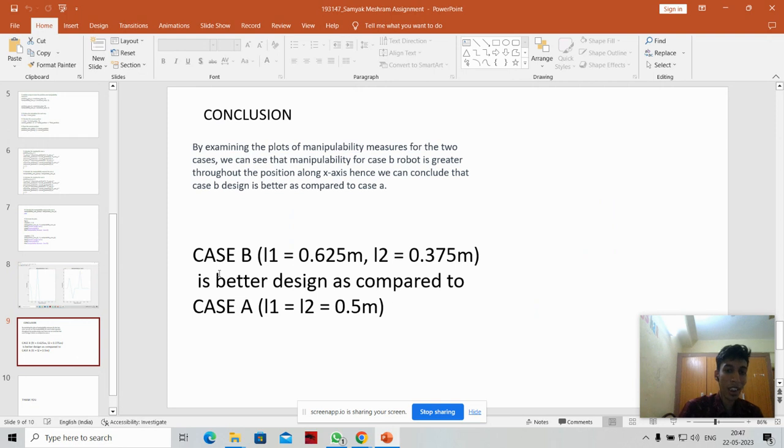So we can say that case B, with L1 link one length of 0.625 meter and link two length of 0.375 meter, is better designed as compared to the case A robot with L1 and L2 of 0.5 meter.